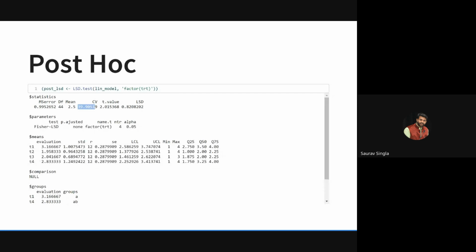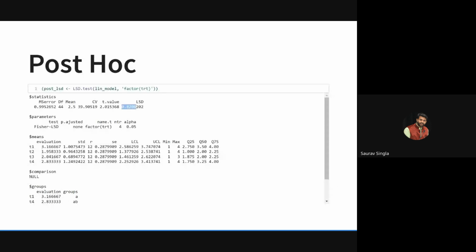Then there is LSD. That is the CD value. CD is critical difference. Now, this is just like a standard. Critical difference is a standard, that is, you will compare two treatments based on the critical difference. LSD value and CD value are the same thing.